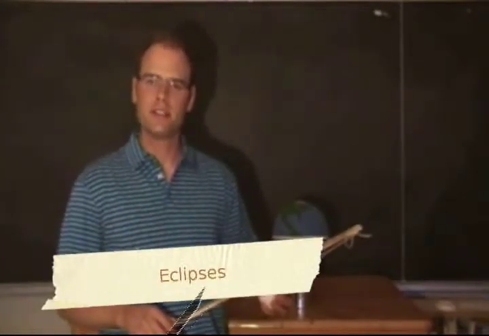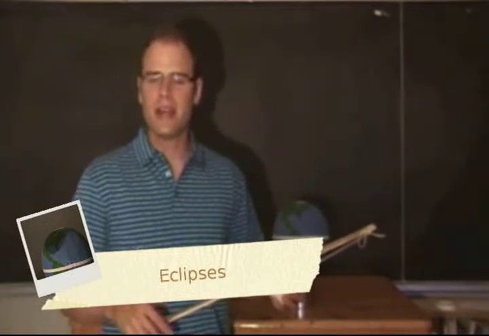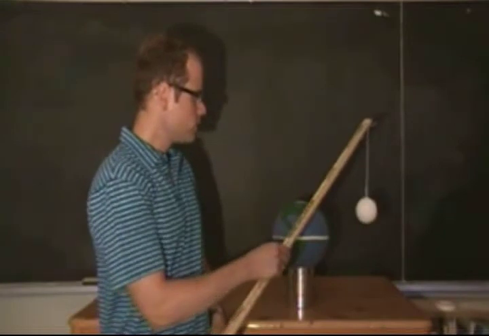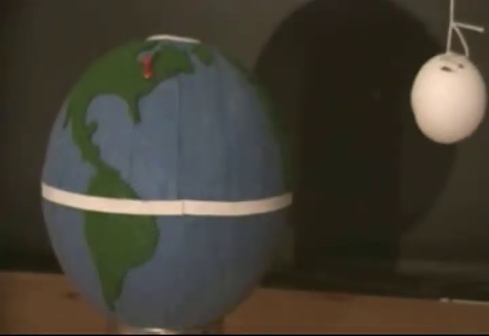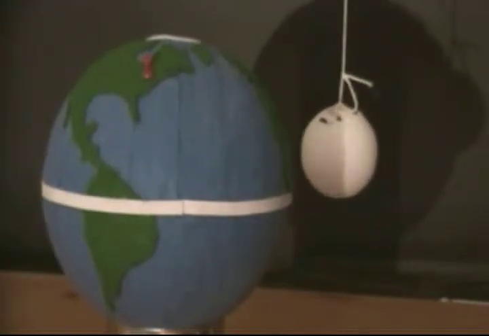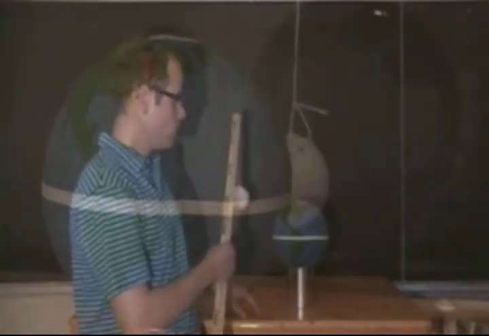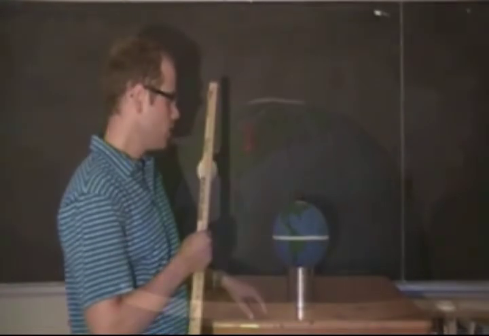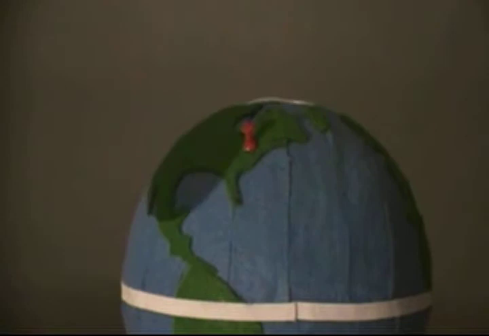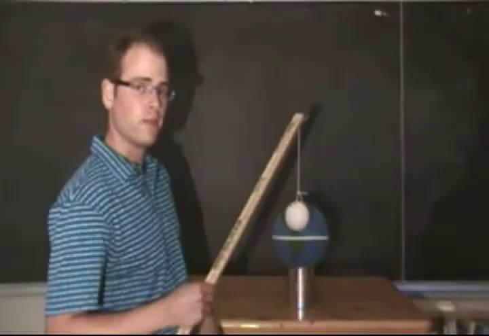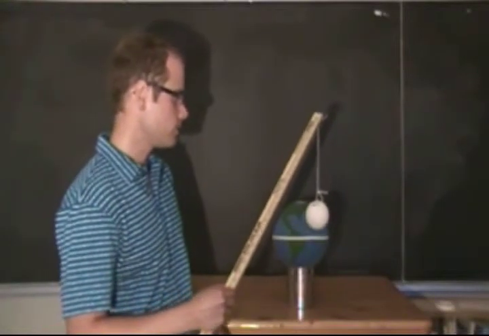We can use this model in a similar way to look at lunar and solar eclipses. As the moon travels around the other side of the Earth and moves into the Earth's shadow, those people on the opposite side of the Earth would see a lunar eclipse. When it revolves around to this side, those people standing where this pin is would see the shadow of the moon cast on top of them. And for them, from their perspective, they would see a solar eclipse.